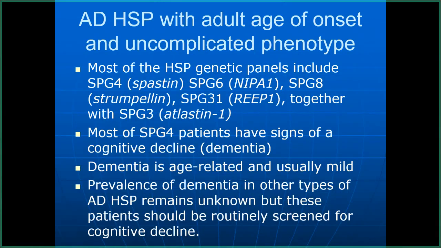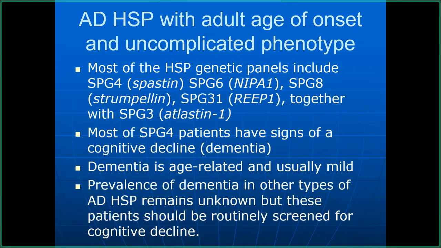So again, you look, common ones would be SPG4, SPG6, NIPA1, SPG8. Actually, I was the one who discovered the linkage, and strumpellin then was identified. And SPG31, REEP1 are really the most common types. Again, it's very difficult to distinguish them.